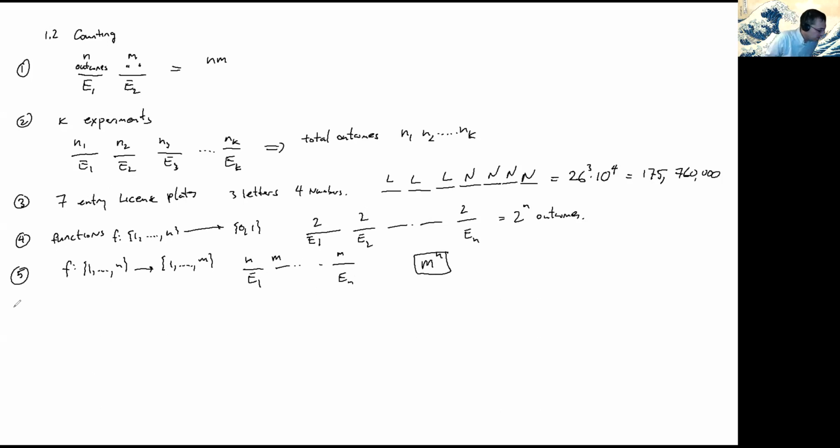Let's continue then. There's one other variant of this example, number 3. Suppose we look at license plates, and we don't allow repetitions of the letters or the numbers.